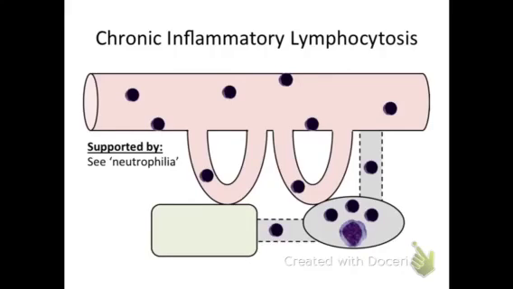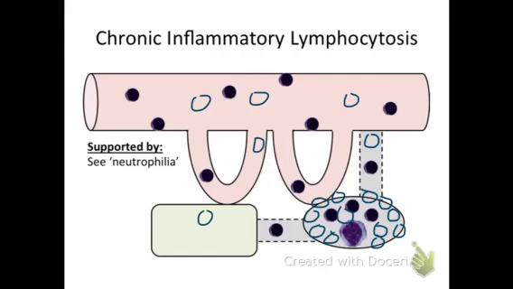Lymphocytosis in chronic inflammation is due to antigenic stimulation, which causes lymphoid hyperplasia in lymphoid tissues, and those lymphocytes then circulate in blood and non-lymphoid tissues as well.